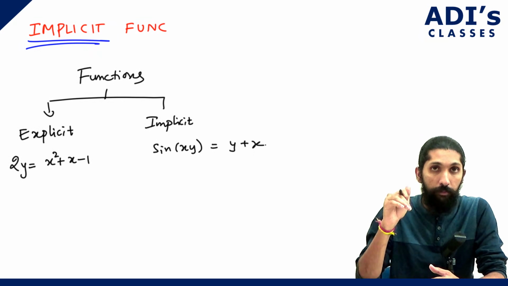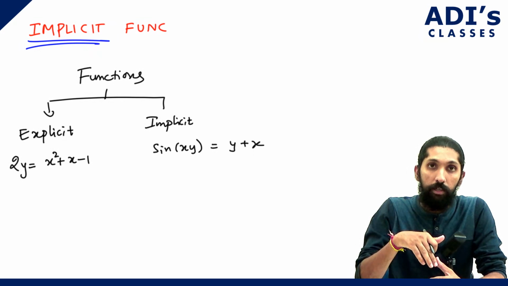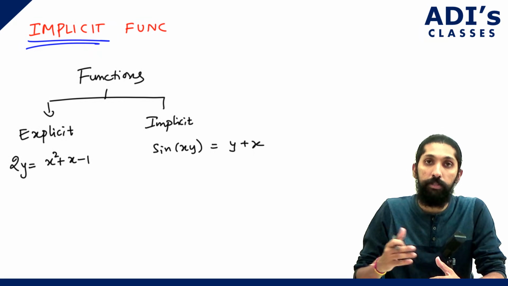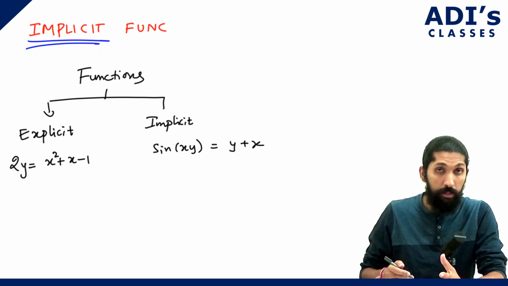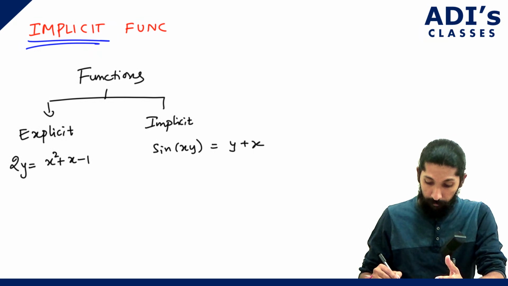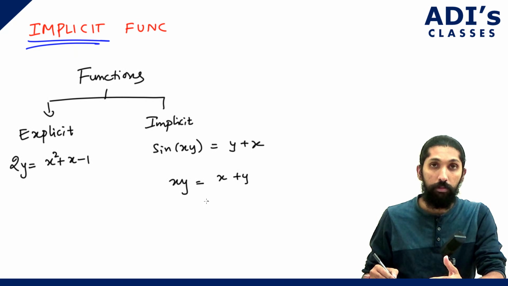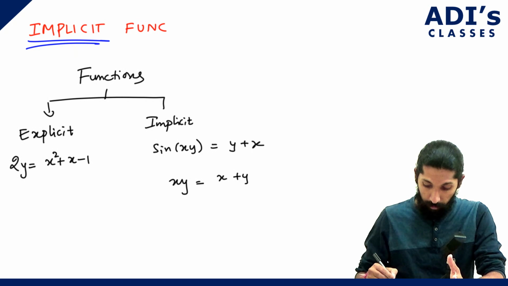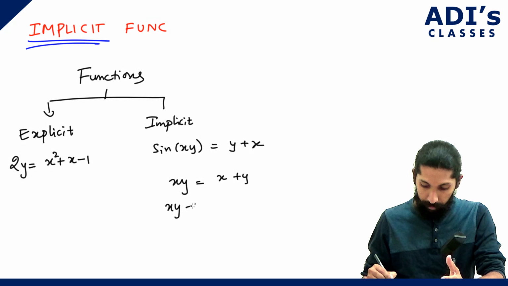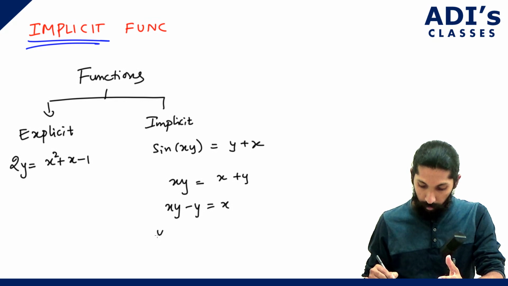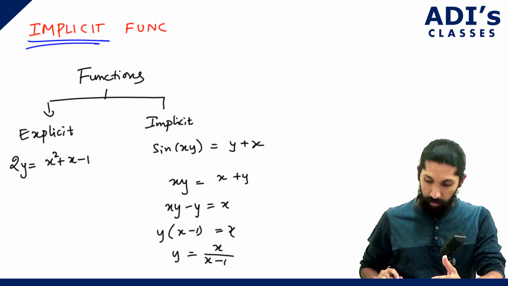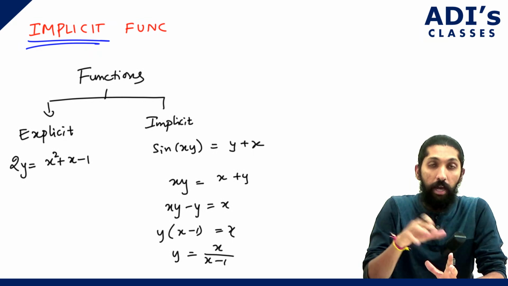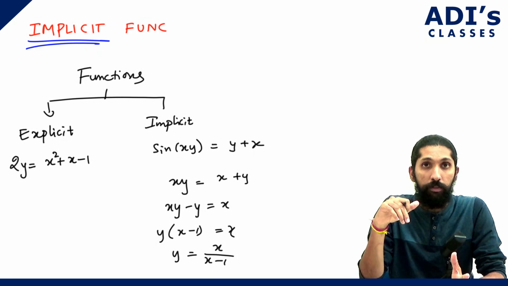Now, not every xy or x into y is going to be an implicit function. Keep this in mind. Like I'll show you one more example. Suppose if you have xy is equal to x plus y. This need not be, because see, I can write this as xy minus y is equal to x. So y into x minus 1 is equal to x. So y is equal to x divided by x minus 1. See, I can separate the x and y. I can make this as an explicit function.